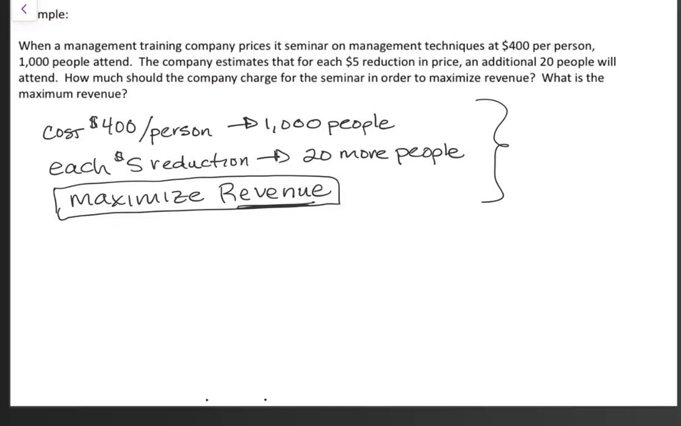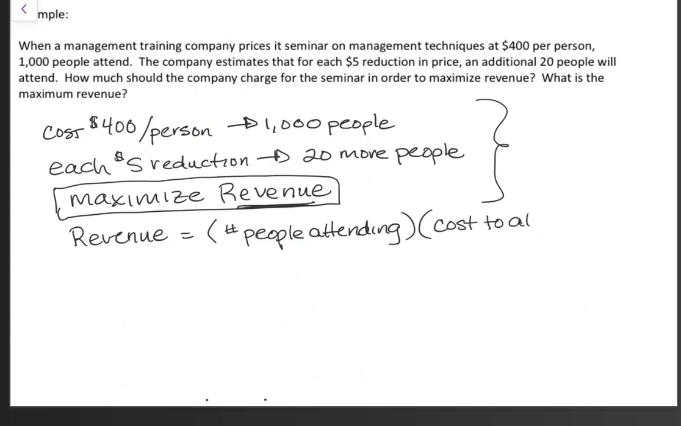So for revenue, what I might want to do first is, in words, describe what revenue is and how I calculate it. So the revenue is all of the money that I'm going to make. And of course, the money that I make on this seminar is going to depend on the number of people who attend and what the cost for each person to attend is. So I could write this revenue down as being the number of people attending the seminar times the cost per person to attend, so the cost to attend.